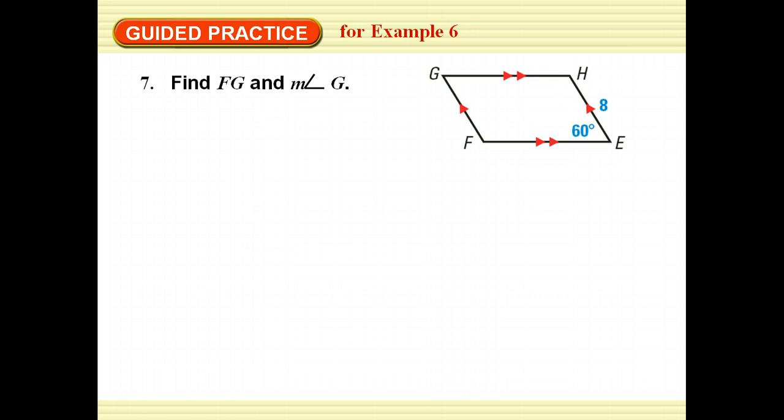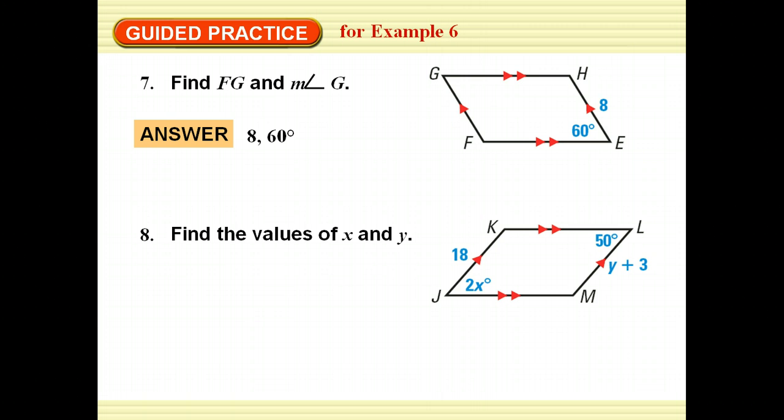So here's one for you to try. I think you can see that since opposite sides are congruent, GF will be 8, and since opposite angles are congruent, angle G will be 60 degrees. So 8 and 60. Once again, in this one, to get my sides, y plus 3 is 18, so y would be 15, and 2x is equal to 50, so x would be 25.